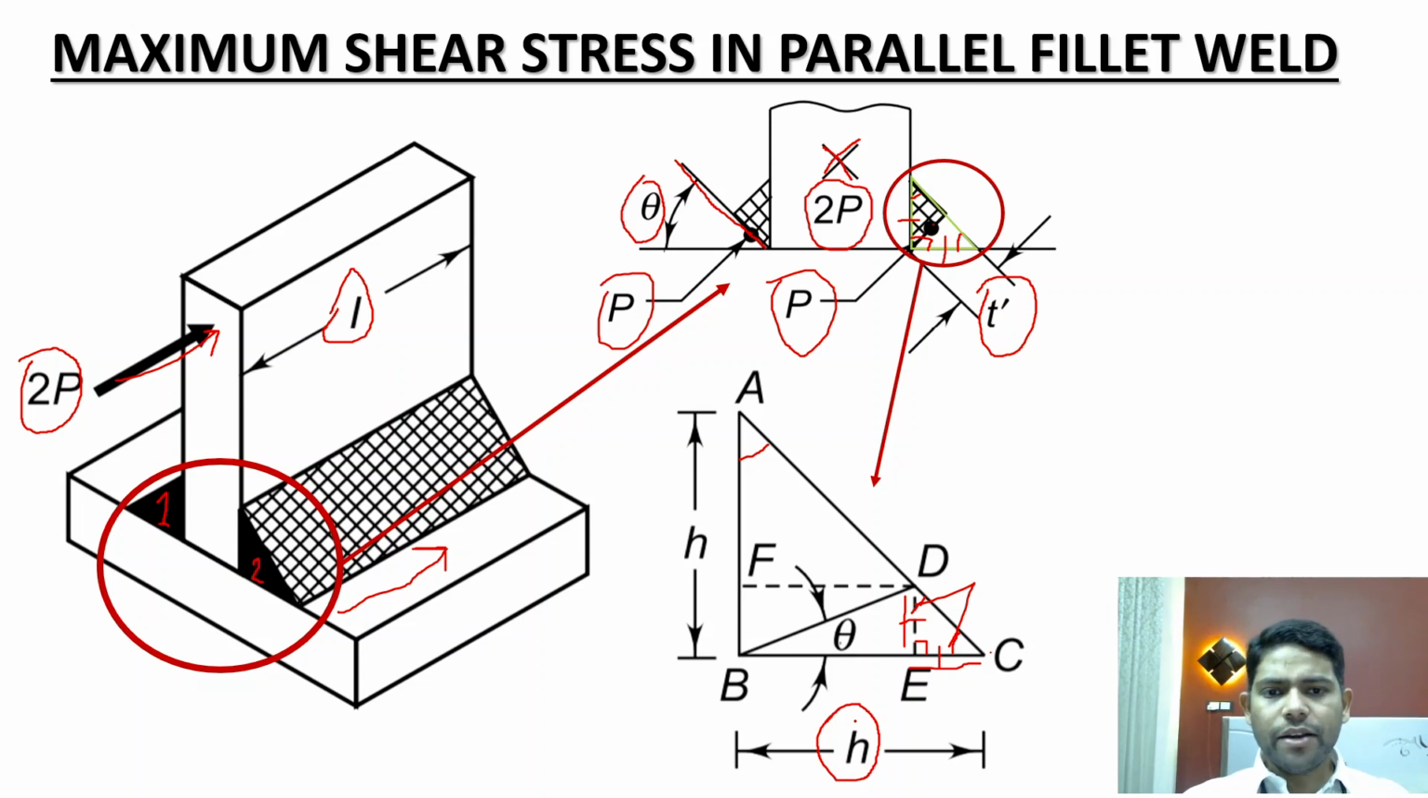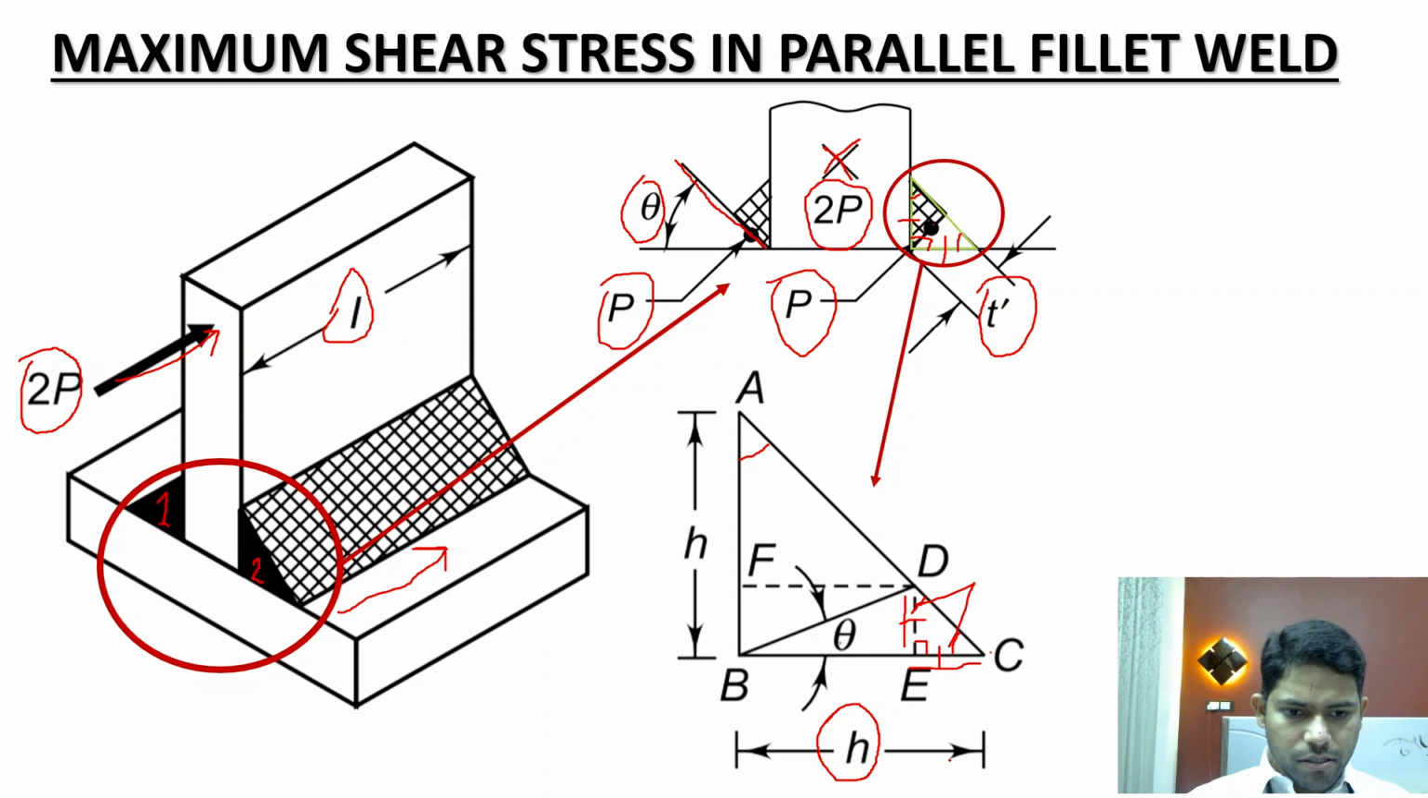Now suppose you have two plates with different thicknesses. This is your plate number 1 and this is your plate number 2, and plate number 2 is thicker than plate number 1. Then if you are going to weld these two plates together, you will take the leg dimension equal to the thickness of the thicker plate.